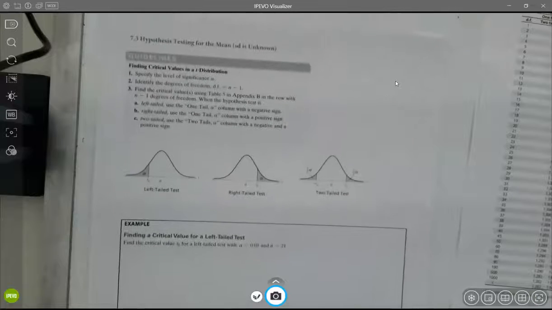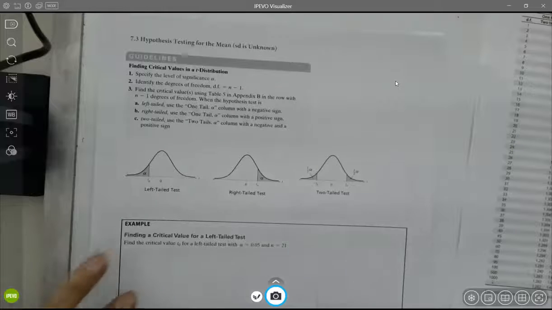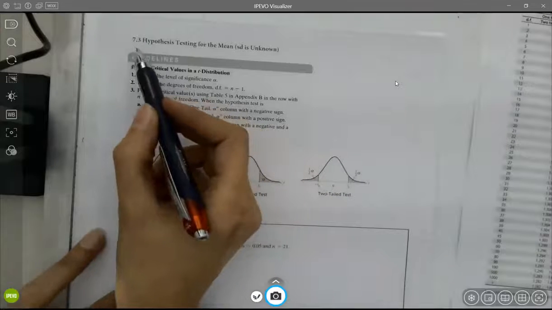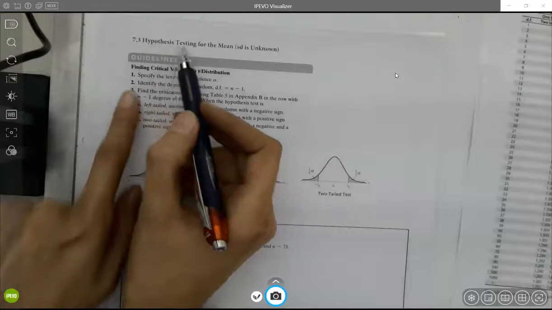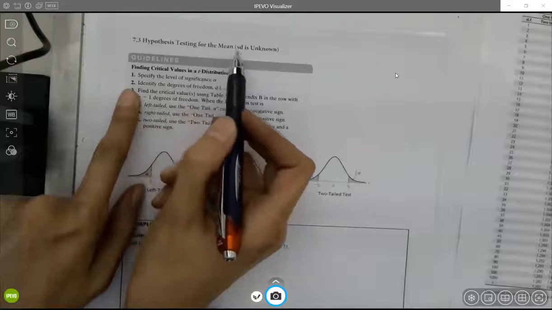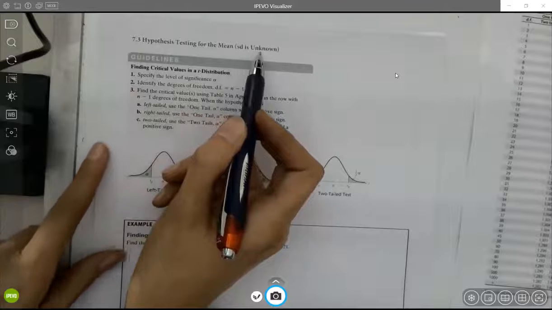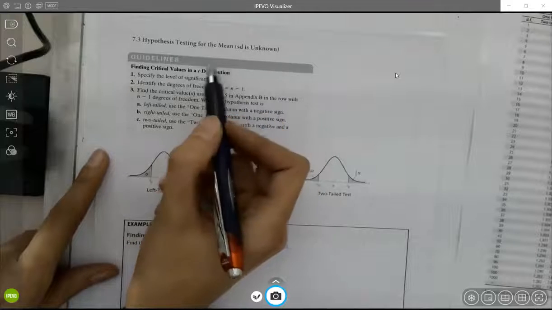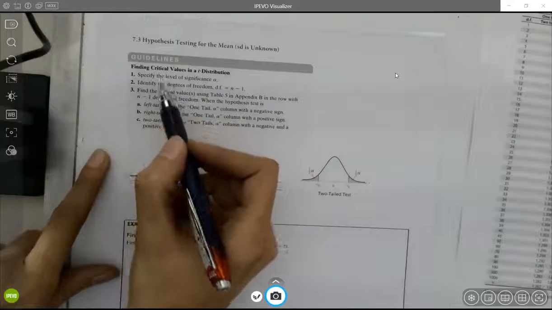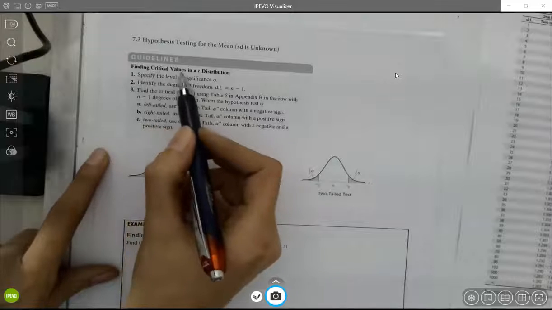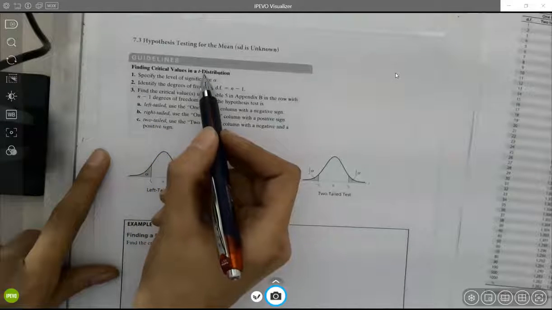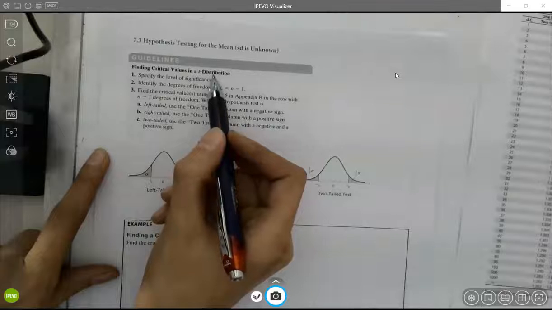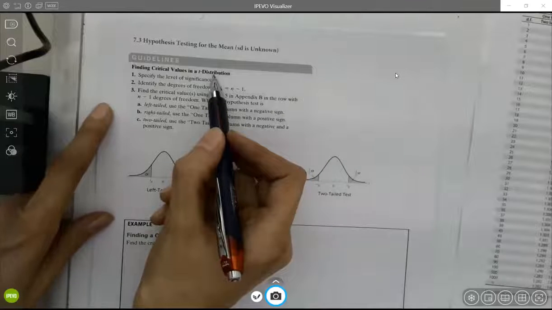Our very first page. (7.3) Hypothesis testing for the mean, standard deviation is unknown. Guidelines. We need to find the critical values using a t-distribution. How do we find that?